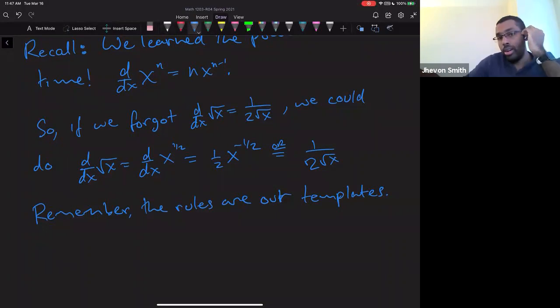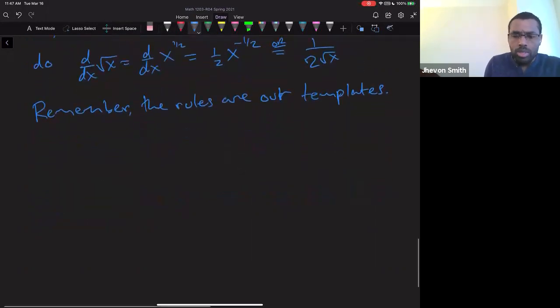So that's one thing. The other kind of mistake is you kind of know what to do, but you made some sort of silly mistake in computation or something like that. So the rules are templates.